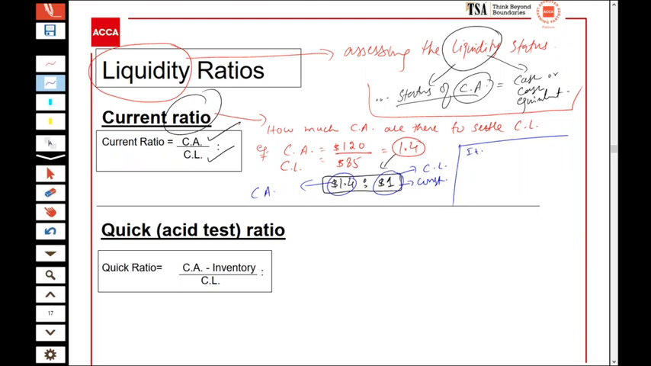A 1.4:1 ratio means that for every $1 of current liability, the company has 1.4 of current assets, and a 2:1 ratio is preferred. It is not required by IAS or any accounting standard. It is a generally accepted practice that a 2:1 ratio is highly preferable in the market. It is not an accounting standard.